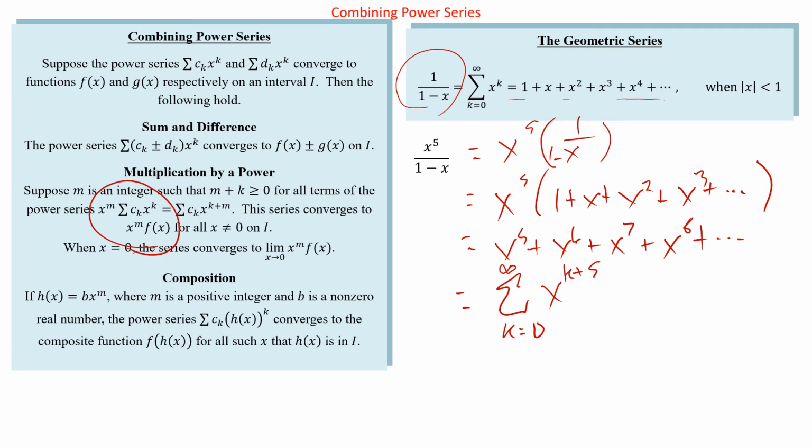That's all it is. And that goes with that multiplication by a power. We start out with x to the fifth times the function. Well, that's going to give us x to the fifth times the series of that function, which we could move it into. So that's all that says. We can use some more.